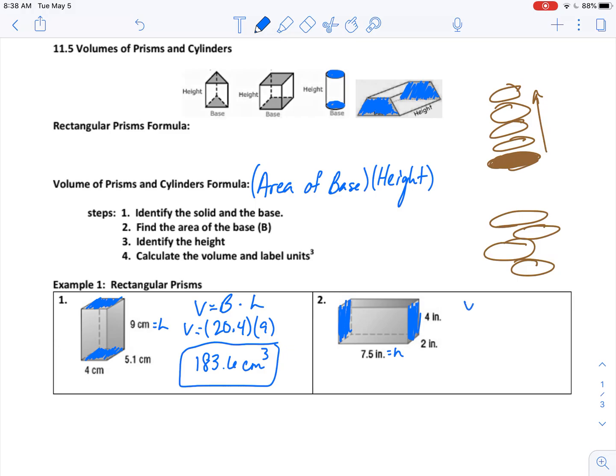So the volume again is the area of the base times the height. And let's just say, for the sake of argument, that my blue shaded regions are the bases. Again, not always on the bottom. So the area of the base would be 4 times 2 is 8, and the height is 7.5. So the volume would be 60 cubic inches.